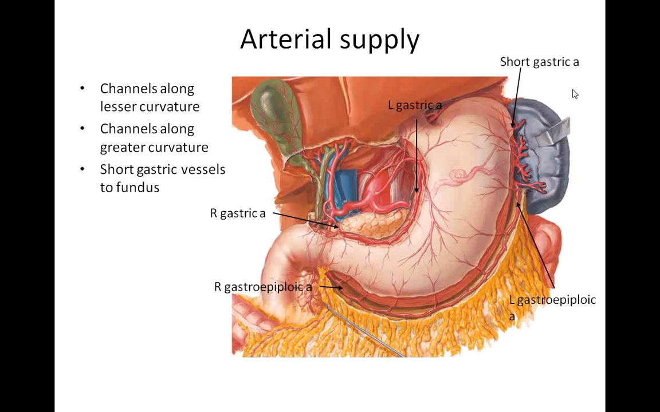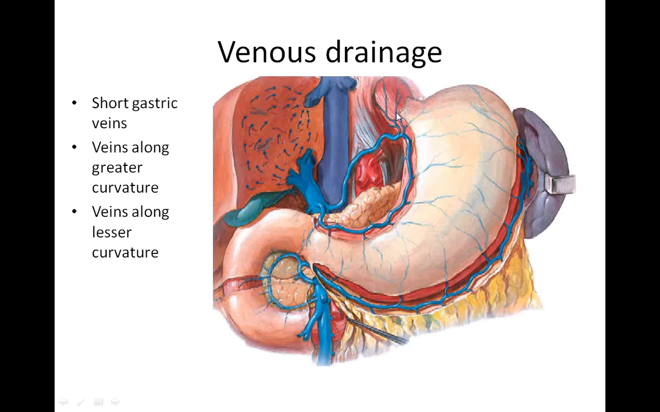The venous drainage is very similar, so you've got a series of channels along the greater and lesser curvatures, and you've got the short gastric veins. The short gastric veins drain into the splenic vein at the hilum of the spleen. They travel via the gastrosplenic ligament. The splenic vein also receives the left gastroepiploic vein, which travels via the greater omentum.